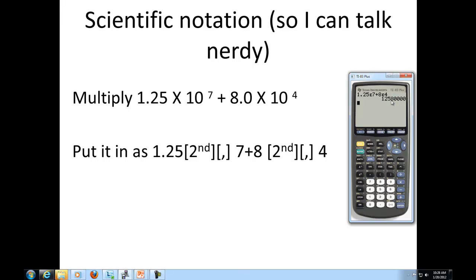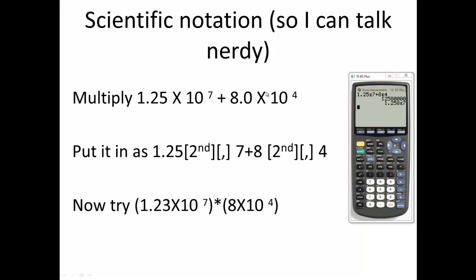Okay, it gave me a normal number notation. So if I want that to go into scientific notation, I'm going to go to Mode, arrow over to SCI, and hit Enter. Go back to my home screen, and there is the number in scientific notation. Similar operation can be done for multiplication.